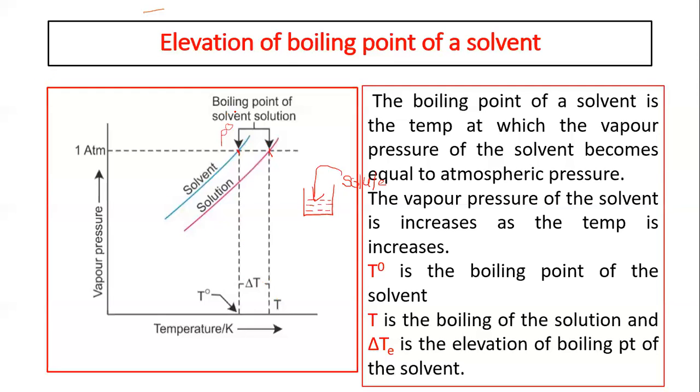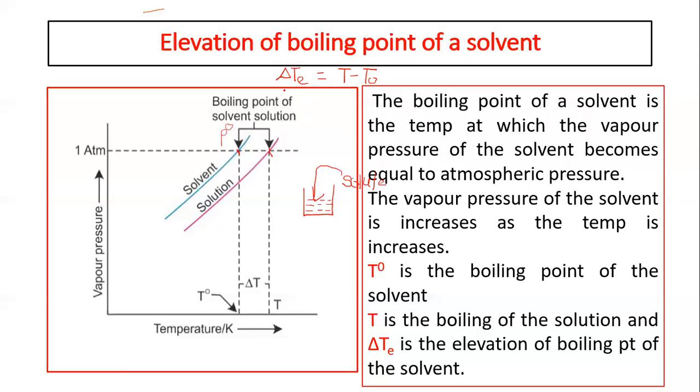So we can represent this elevation of the boiling point. Suppose we write here elevation of boiling point, it is denoted by the symbol delta TE. This elevation of boiling point is the difference between the boiling point of the solution, that is T, and the boiling point of the solvent, that is T0. Okay, so now we are going to discuss the relation between the elevation of boiling point and the mole fraction of the solute.